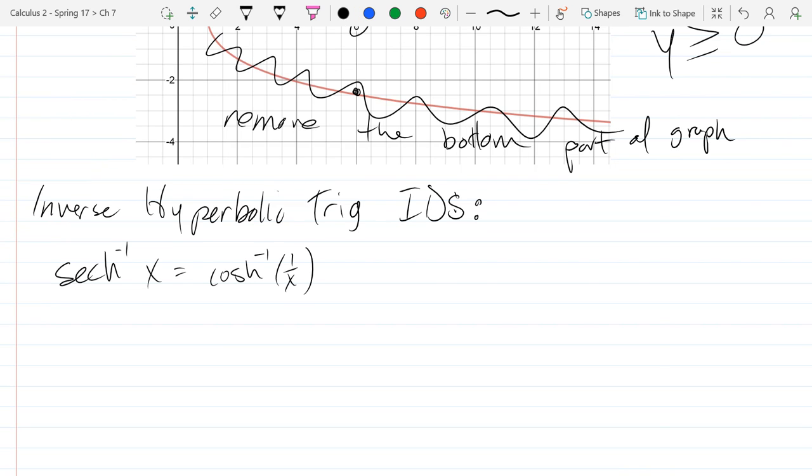So just like hyperbolic secant and hyperbolic cosine are reciprocals, not inverses, but reciprocals of each other, the inverse reciprocals work a little differently. So I'll write a wrong one over here. Intuitively, it makes some sense, but it is not mathematically correct. There needs to be an H.